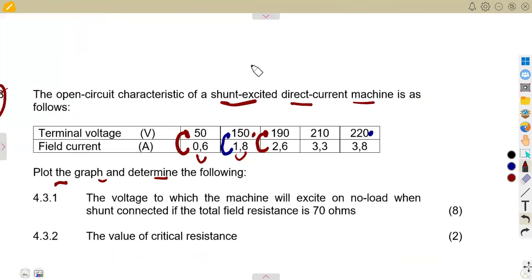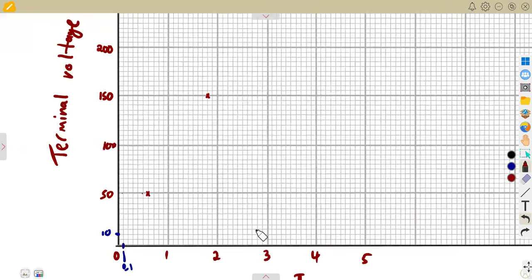The 2.6 is just from 2. You are going to count 6 boxes from 2. Remember, each box is 0.1. So 6 boxes from 2. Then it's somewhere here. So I need 1, 2, 3, 4, 5, 6. Then going down 2 boxes, somewhere there.